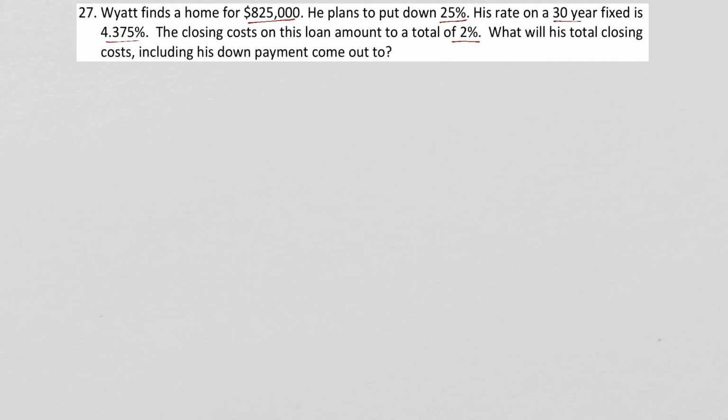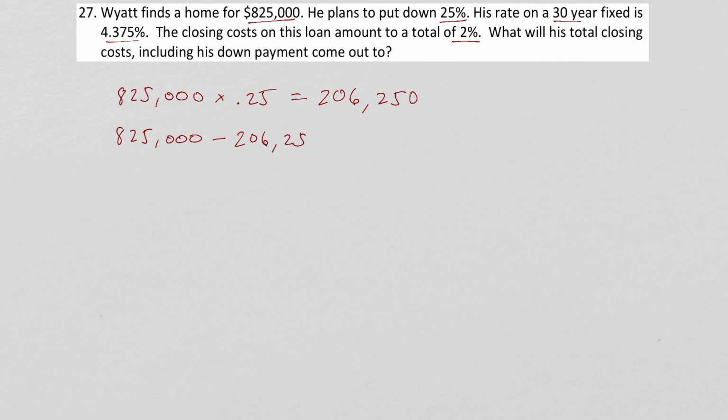Okay? So the question is, what's the total closing costs, including the down payment, come out to? So let's figure out the down payment itself. $825,000 times 25% comes out to $206,250. So that's your down payment. So that means you're going to finance the difference. So $825,000 minus $206,250 means you're going to borrow $618,750. You pay points off of the amount you finance, not off of the original.